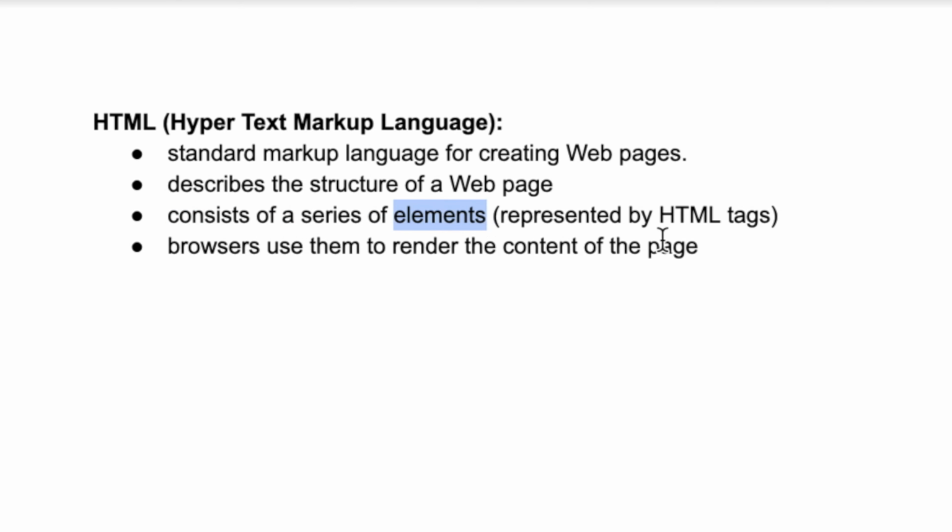These tags are something like that: paragraph tag or bold tag or italic tag or center tag or list item, something like that. We'll describe that later. And browsers use them to render the content of the page. So this is more or less about the HTML.